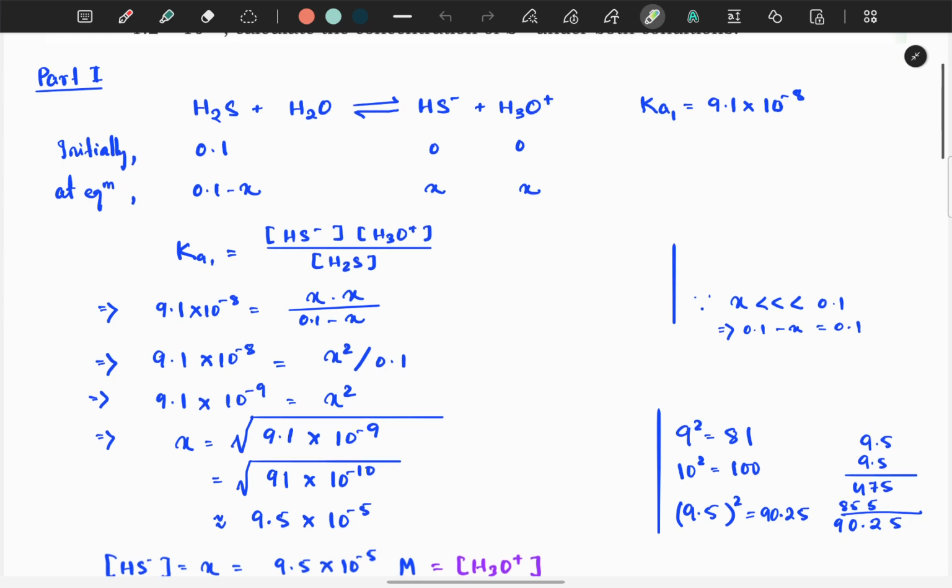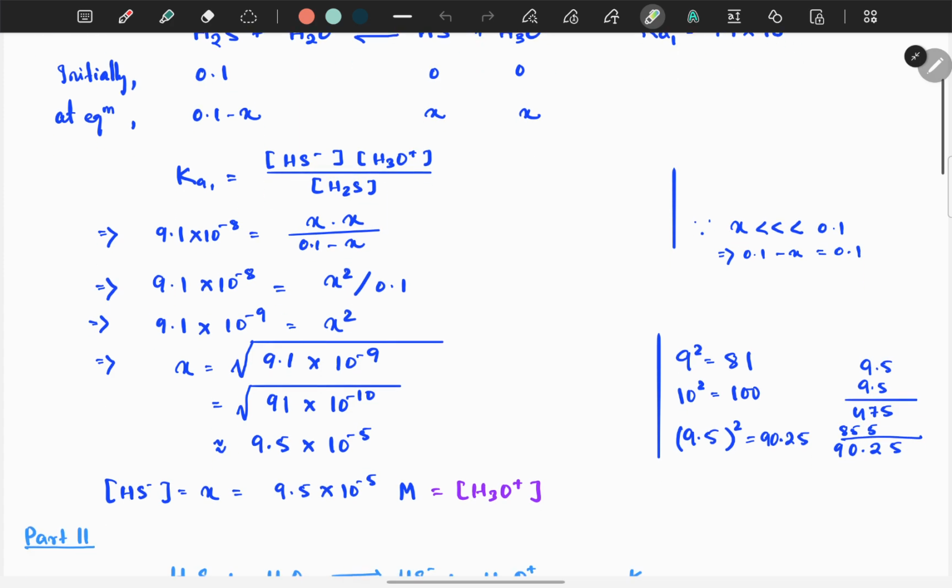If H2S is dissolved in water, it will produce HS minus and H3O plus. This is the K1, which is given as 9.1 into 10 to the power minus 8. Initially the concentration of H2S is 0.1, so the concentration of HS minus and H plus ions will be 0. Let X amount of H2S be dissociated in water. So the concentration of H2S at equilibrium is equal to 0.1 minus X. The concentrations of HS minus and H3O plus will be X.